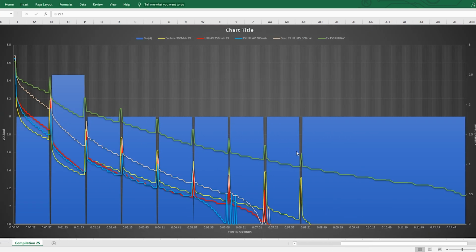All right, so here I've enabled two more batteries that I tested, which are the 450 milliamp UR-UAVs. When I connected them in, they're basically 1Ss, so I've connected them together to make a 2S. But we want to take a look at now the dead 2S UR-UAV, which is this pinkish line right here. As you can tell, it performed better than the one that has been abused.